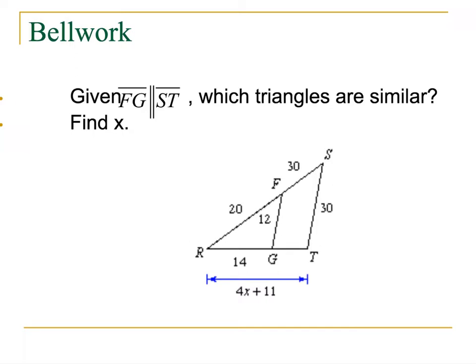If I've got this guy parallel to this guy, that means that I have corresponding angles here and here, and I have corresponding angles here and here, making triangle TRS similar to triangle GRF.